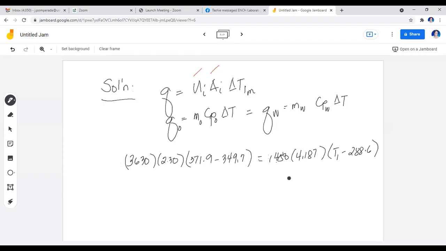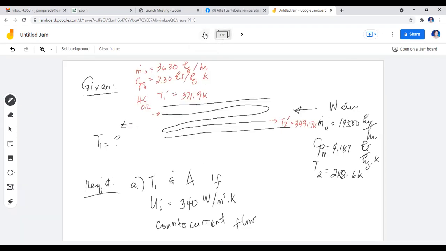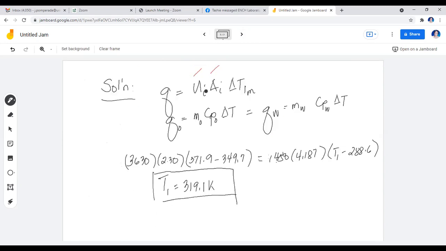If I get the T sub 1 in here, I can find the delta T log mean. So in here, you can get the T sub 1 to be equal to 319.1 Kelvin. Okay, that's it. Now, I think I missed writing something. It's also asking for the area. So we need to find the T sub 1 of the water and then get the area. That is why when I wrote the UI a while ago, I could not find it, because it's one of the unknowns. So I need first to find the T sub 1. That way I will be able to find the delta T log mean.